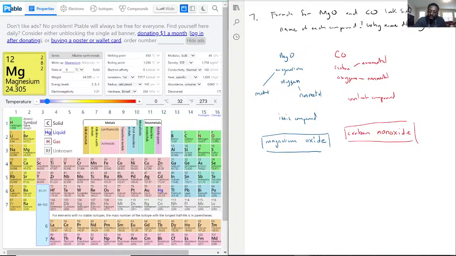Okay, and exactly why name them differently? Carbon mono right here, and magnesium, nothing there. Why different? Because one is an ionic compound and one is a covalent compound. So ionic compound, no prefix. Covalent compound, always a prefix.